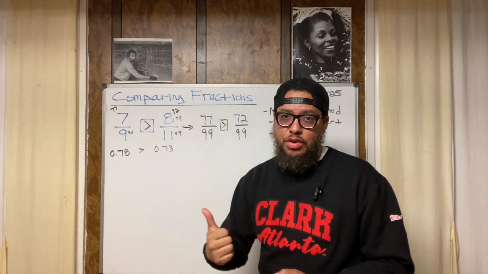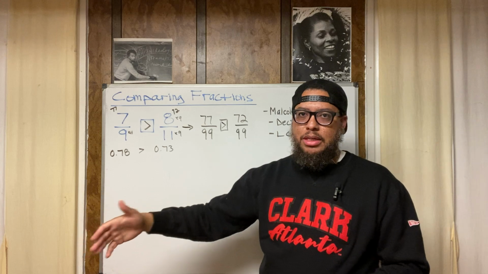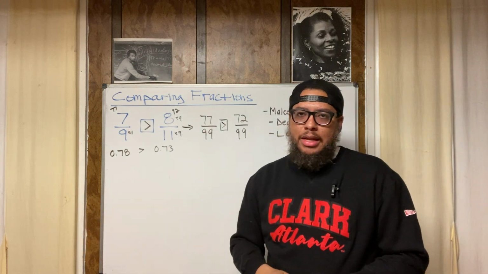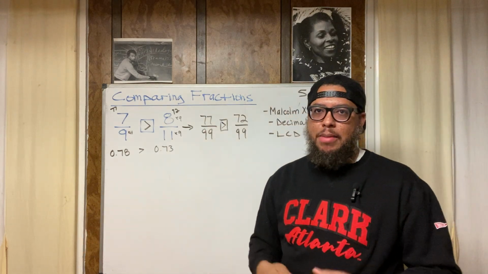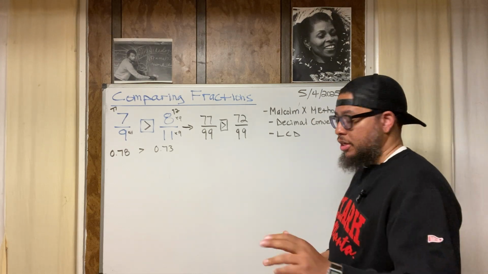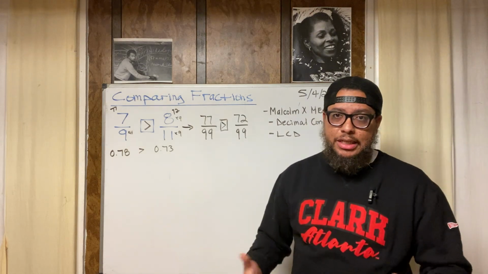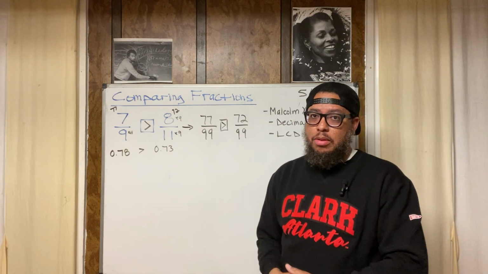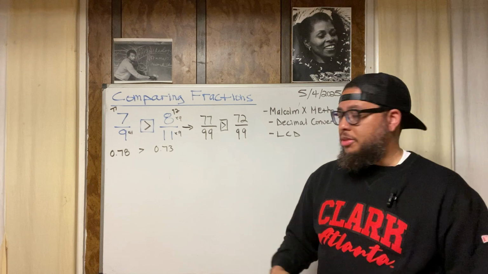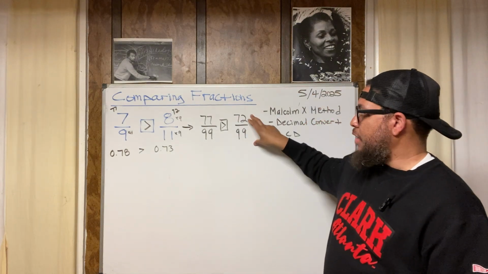All right, so we went over the 3 methods. The Malcolm X method, some people call it the cross product property or the butterfly method. A lot of teachers are not as familiar with Malcolm X, or they don't want to mix math with history. That's cool. That's their loss. And unfortunately, the loss of the students that don't get the history lesson at the same time. That's what hystematics is all about. Why not just get both at the same time? But anyway, the decimal conversion, and also finding the LCD.